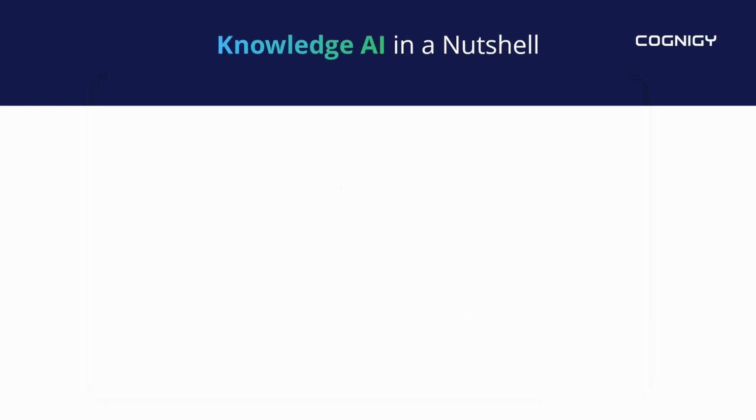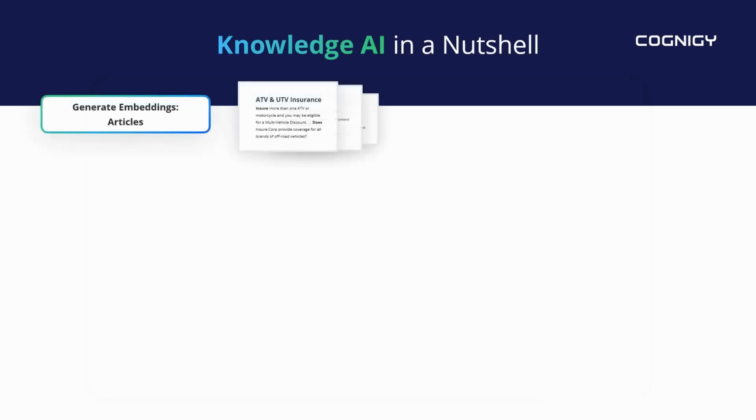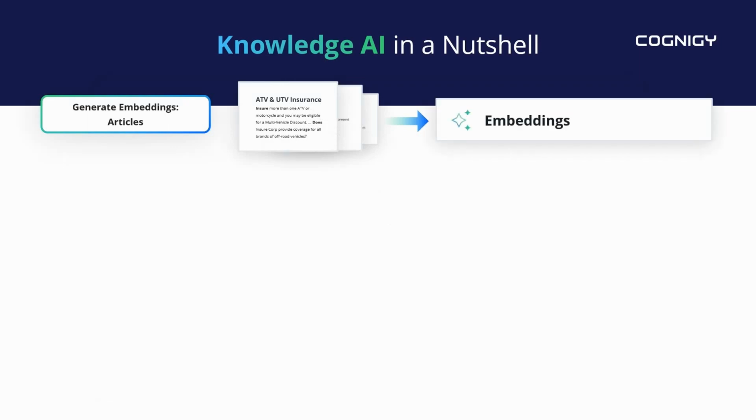So how do we apply that technology in Cognigy? Let's look at Knowledge AI and the typical flow of how it works. We start here with knowledge articles, for example, product descriptions. Now, Knowledge AI creates the embeddings for those articles. Remember, this is the mathematical representation of the content. That happens once, fully automatically, when those articles are uploaded or changed.